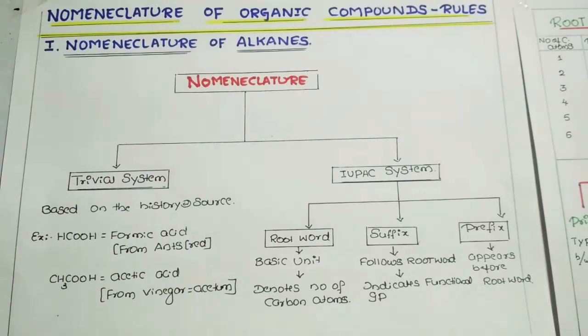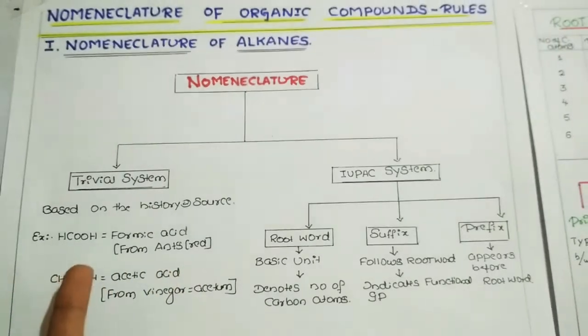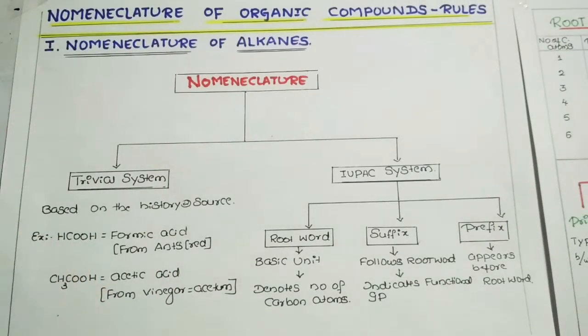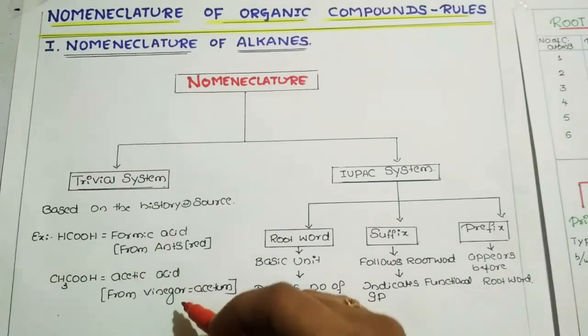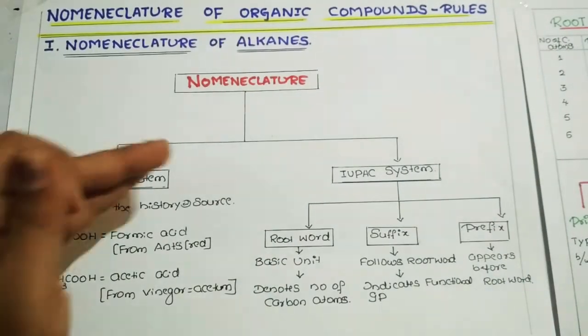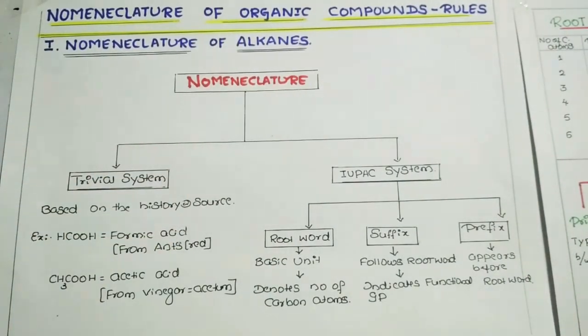Similarly, you might have heard of vinegar. In Latin, vinegar is known as acetum. Since it is produced from vinegar, the acetum, it is named acetic acid. CH3COOH, which is another carboxylic acid, is known as acetic acid. Like this, different trivial names were given.